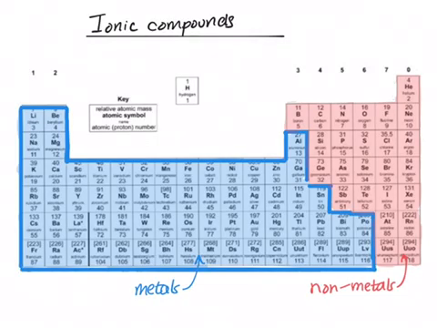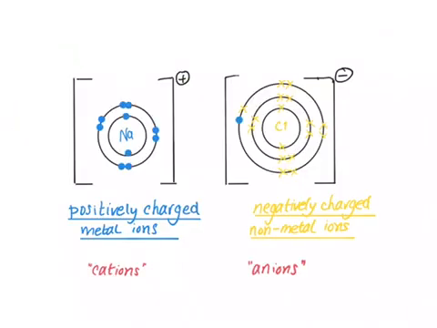Ionic compounds are compounds which are made between a metal, which are these blue things here, and non-metals, which are the red things. So we need to remember that a metal gives away electron or electrons to the non-metal. So in this example, it's sodium and chlorine, which makes sodium chloride, table salt.